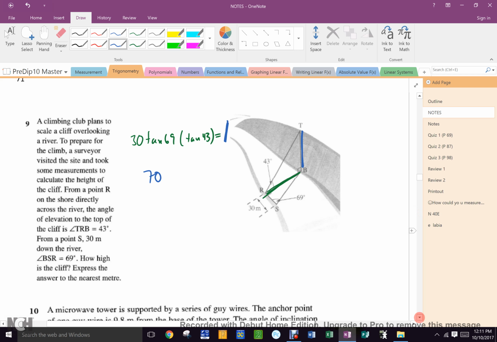70-ish. I don't know. Let's find out. 30 tan 69 times, oh, that was an extra bracket, you dummy head. 30 tan 69 times tan 43. 72.87. Nice. So 72.87, which is, of course, 73. Not degrees, you dummy. Meters. Yeah?